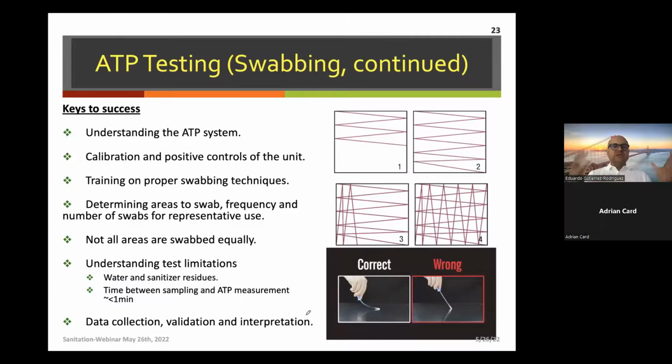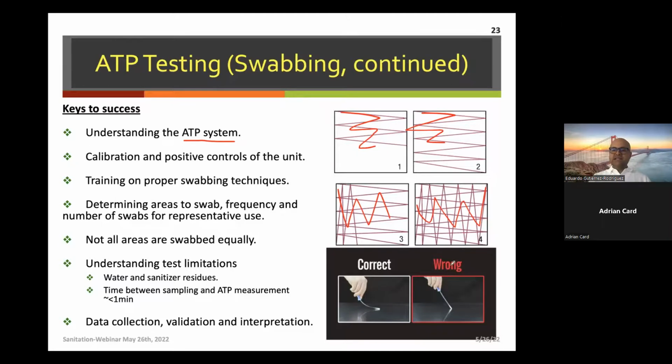So what are some of the key issues that I see all the time? First is understanding your ATP system. Each of them has a different way of measuring, a different time interval, and a different calibration method, and so you need to understand that. One of the biggest mistakes that I see is in the way swabbing is done. So here is an example of how swabbing should happen. Basically in this direction, then in the opposite direction, and then across on each of the sides. That is what would be considered proper swabbing.